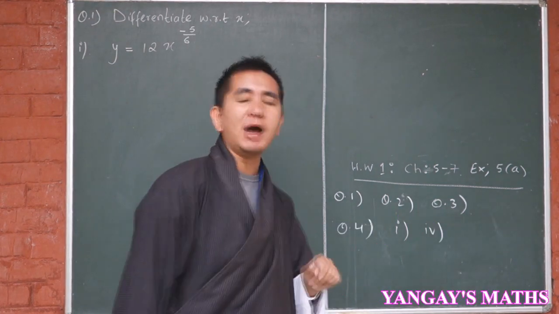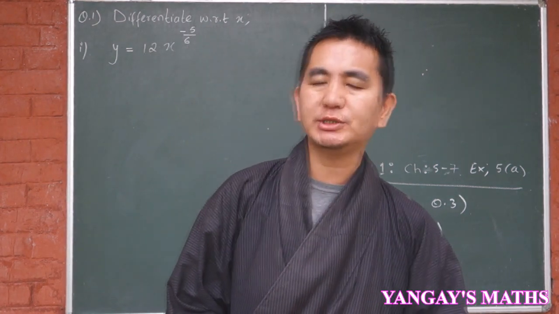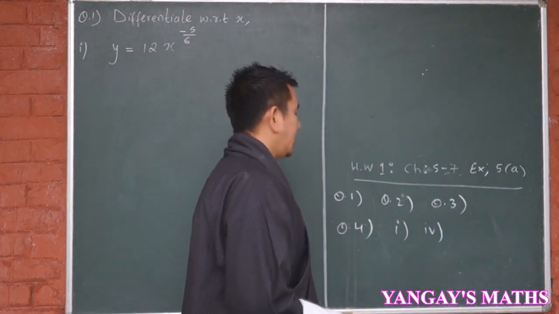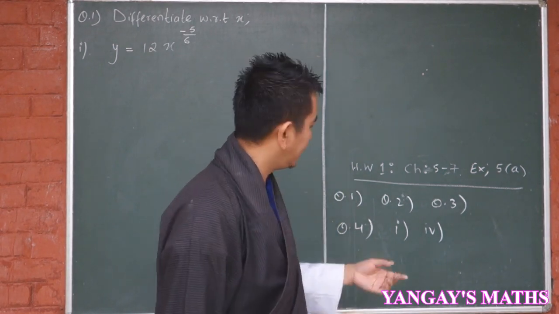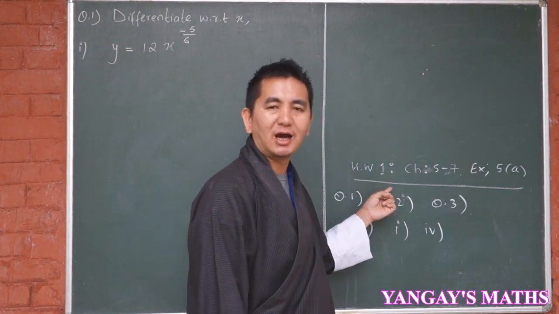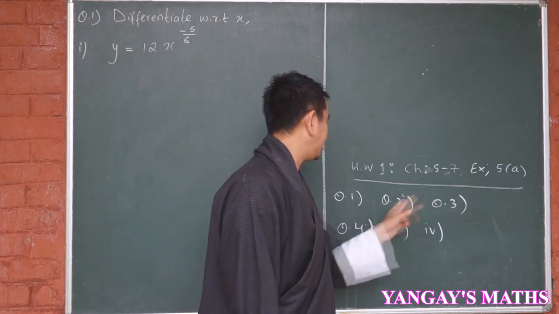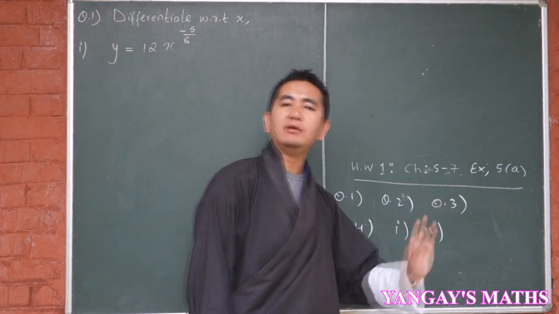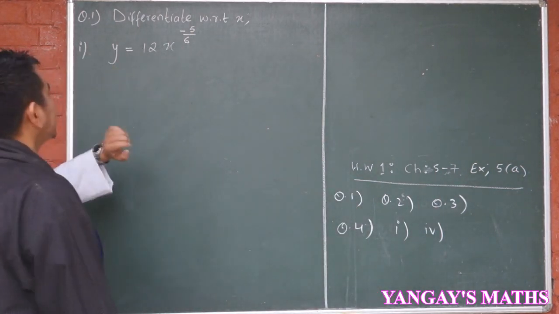Under this question number 1, I will solve 9 sub questions. After you complete the video lessons on the 9 sub questions, then start doing homework 1 under differentiation. Question number 1, 2, 3, question number 4, sub question 1 and 4. So let's go with this question.